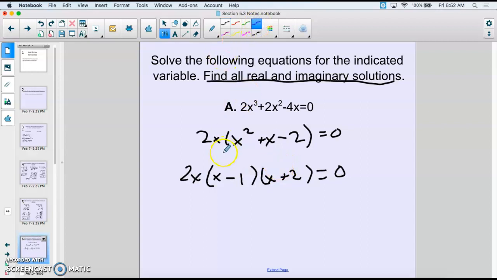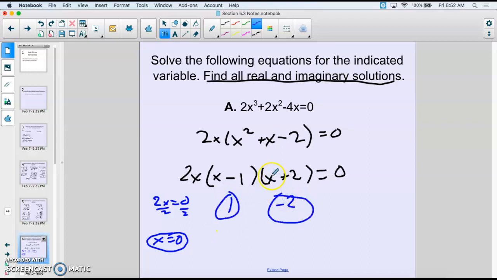This isn't any different than what we have been doing. So 2x equals 0. We divide by 2, and we get x equals 0. Hopefully you're getting pretty good at this by now. We've been doing it for quite a while. What minus 1 equals 0? 1. What plus 2 equals 0? -2. Okay, so these are our 3 solutions. Now, I want to draw your attention to the fact that our highest power was 3, and we had 3 roots.